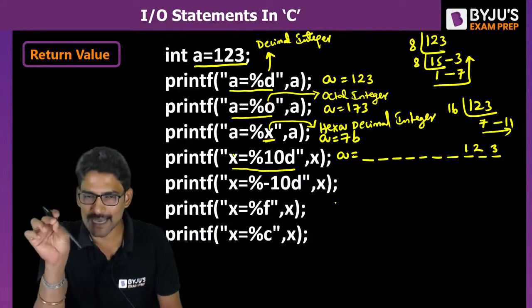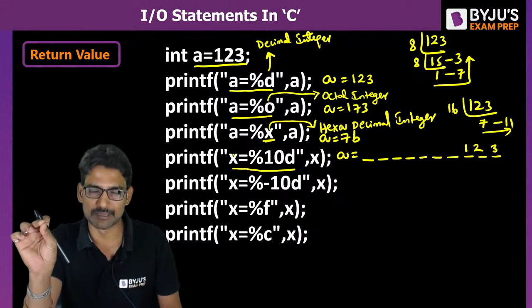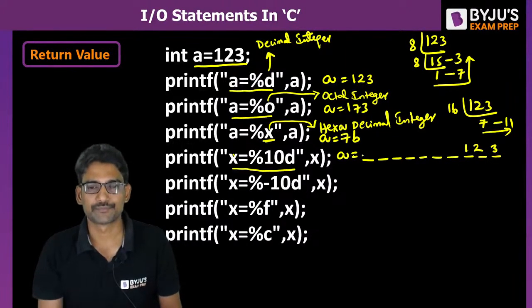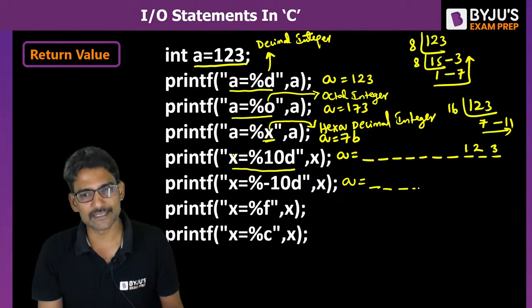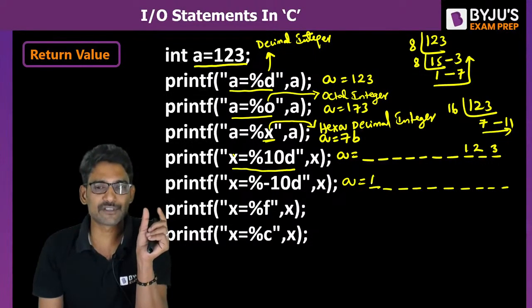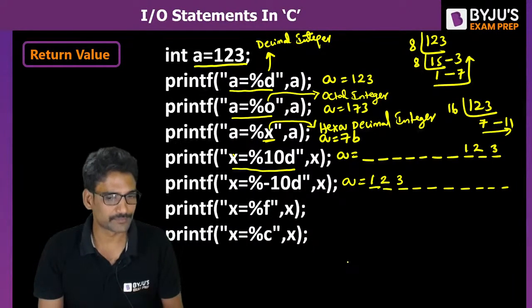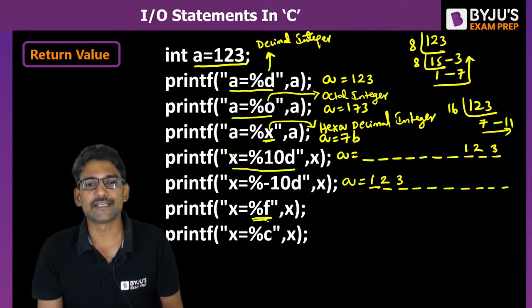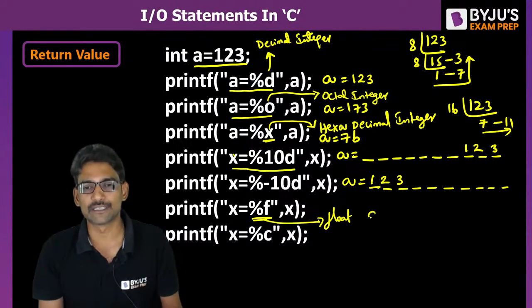You don't see this dash. Just for your idea I am giving these blank symbols. You just see the space. And when I write -10d, 10 indicates the output should be displayed with 10 characters of space, and the minus negative sign indicates left justification. And %f indicates float. In the form of float, I want this a to be displayed.